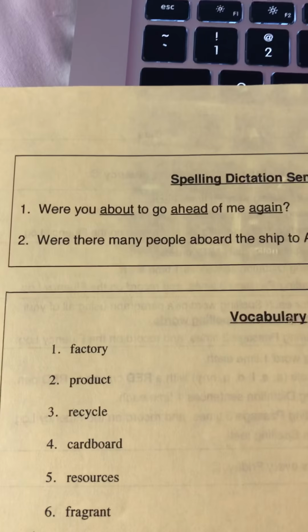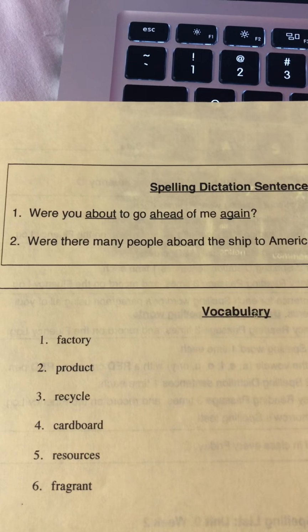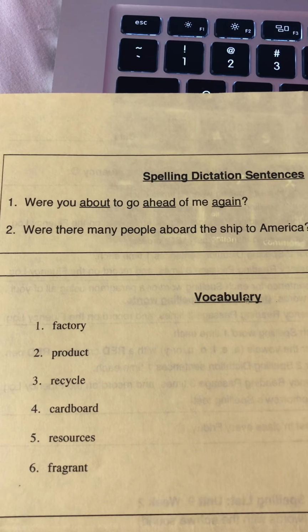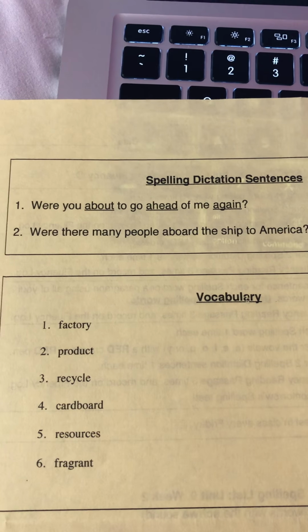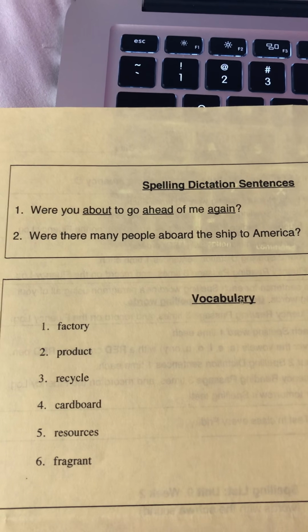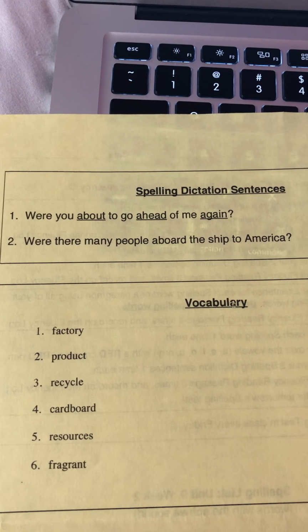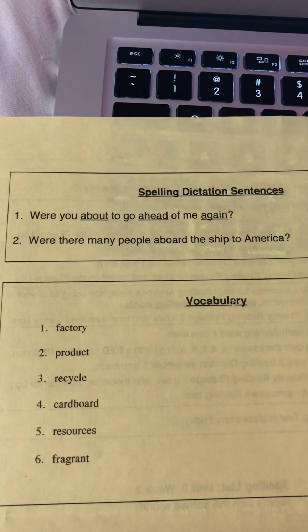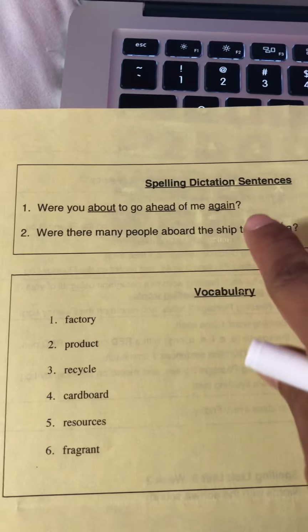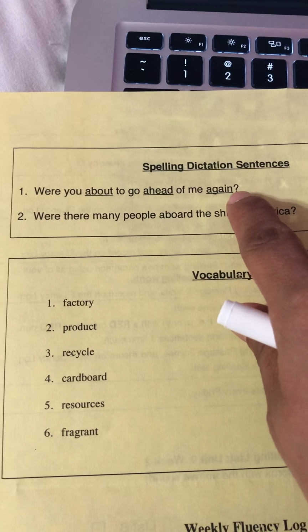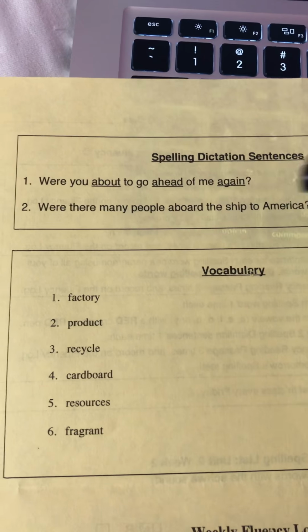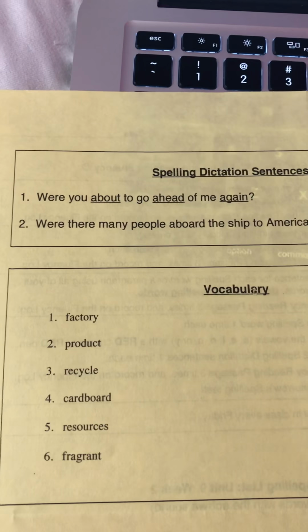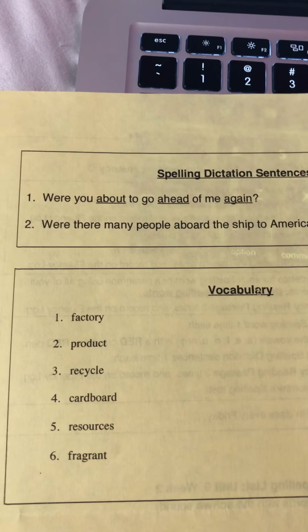Okay? All right, now let's look at the sentences for this week. Okay? So the first one is number 1, were you about to go ahead of me again? Now remember, what type of sentence is this? Is it a question? Are you saying something with emotion? Or is it just a statement? Okay, well, no, you're asking a question because it has a question mark at the end. Remember to pay attention to the punctuation. Okay, so it's the question, were you about to go ahead of me again?